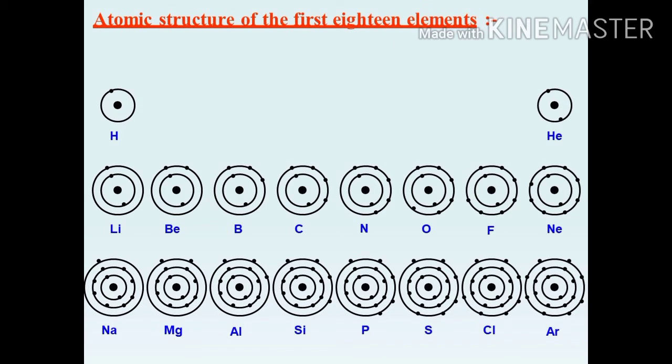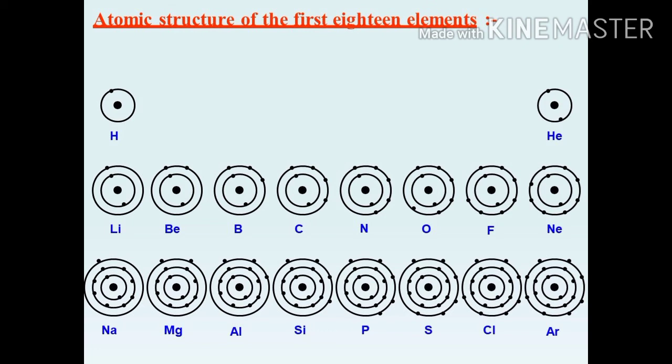Beryllium. Total 4 electrons are there. First orbit 2, second orbit 2. First orbit should contain 2. Boron. Total 5 electrons are there. First orbit 2, the remaining valence 3 is in the second orbit. Carbon. Total 6 electrons. First orbit 2, the 4 in the second orbit.